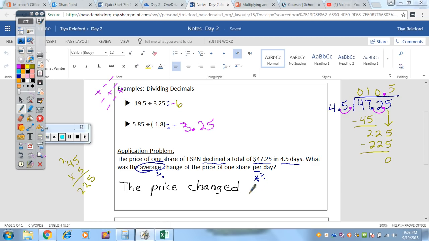The price changed. Put the 0, make it look like money, $10.50 average per day. Again, your sentence does not have to look like mine. It does need to be a sentence though.